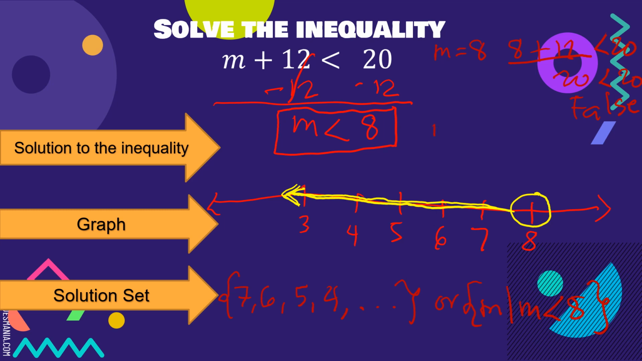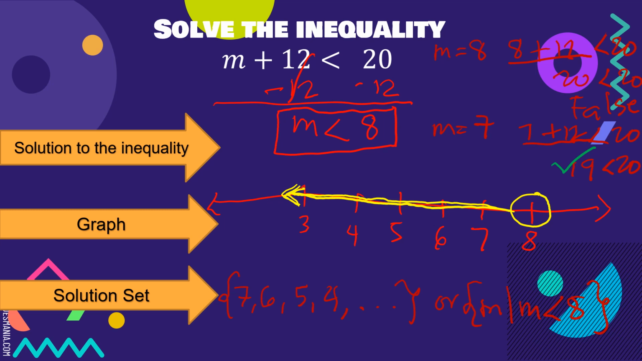Let us say m is equal to 7. Will the inequality be true? The m will be replaced by 7, so 7 plus 12 is less than 20. If we add these two numbers, the answer is 19, which is less than 20. We are aware that 19 is really less than 20, so the inequality is true. Therefore, 7 is part of the solution set.